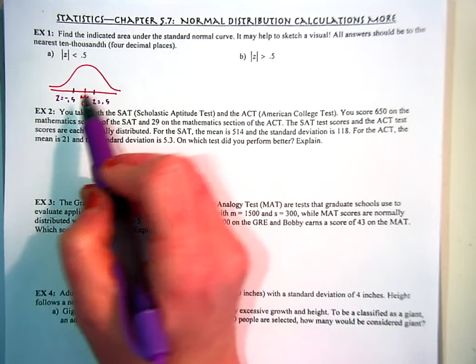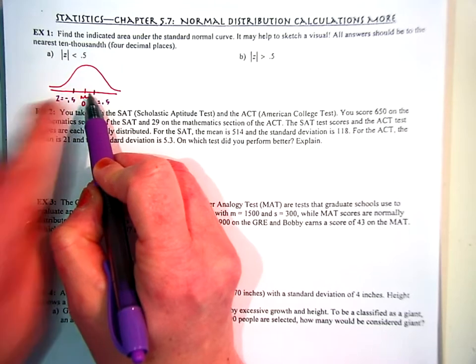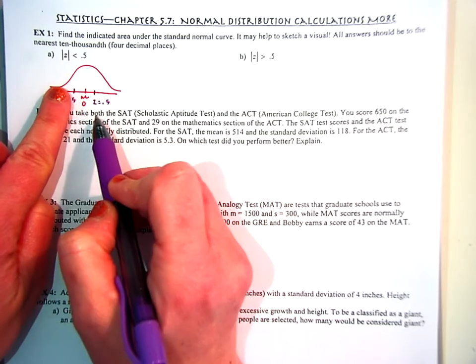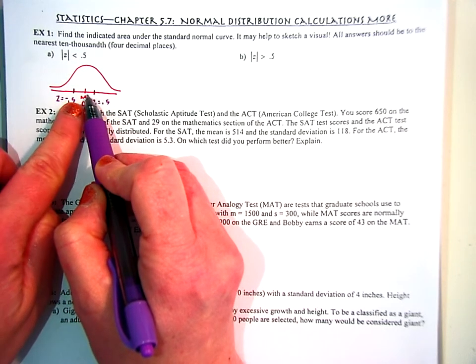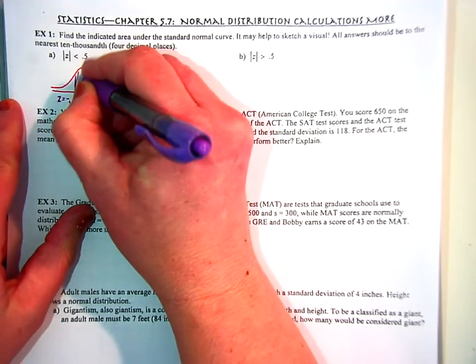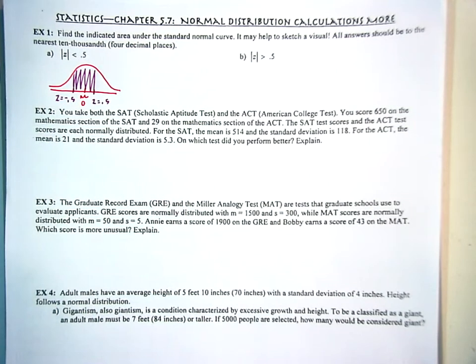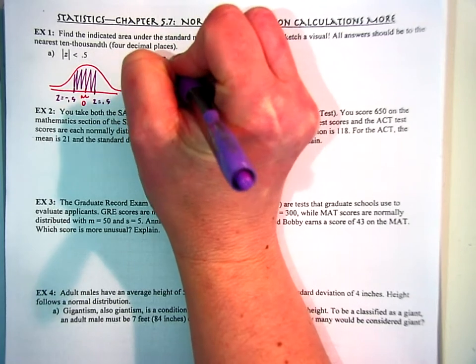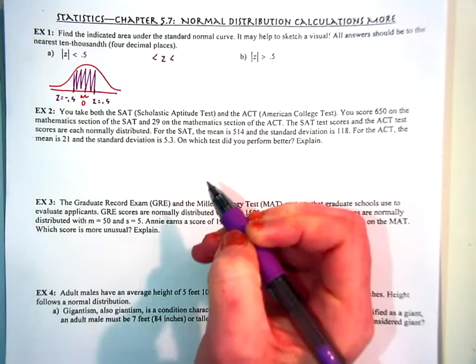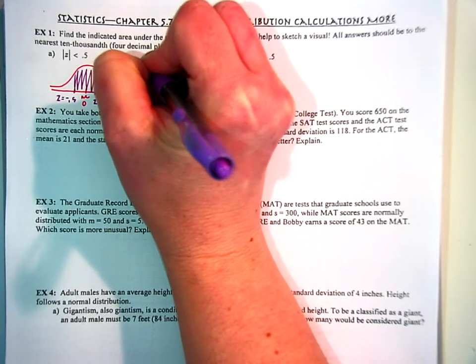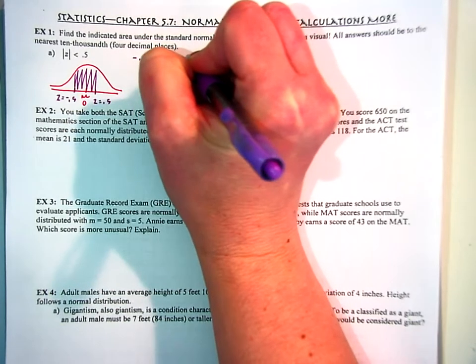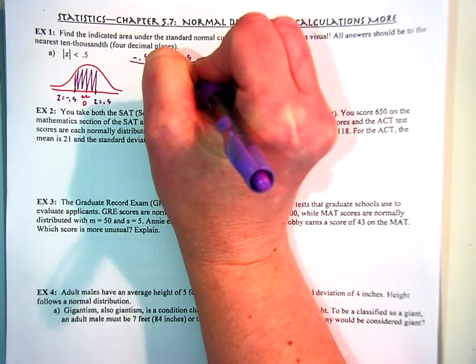So here's my mean. As I move away from it, where would I be less than 0.5 standard deviations from the mean? And that would be that in-between space right in here. Okay, so that's really telling me that I'm looking for the space in between the negative 0.5 and the positive 0.5. That's what I'm solving for.